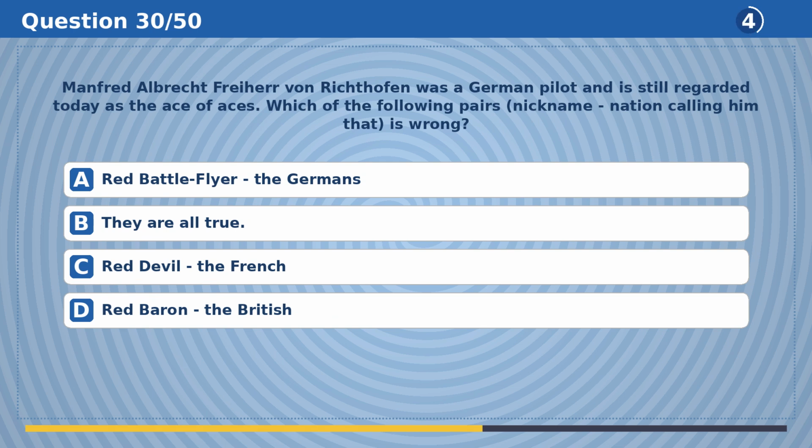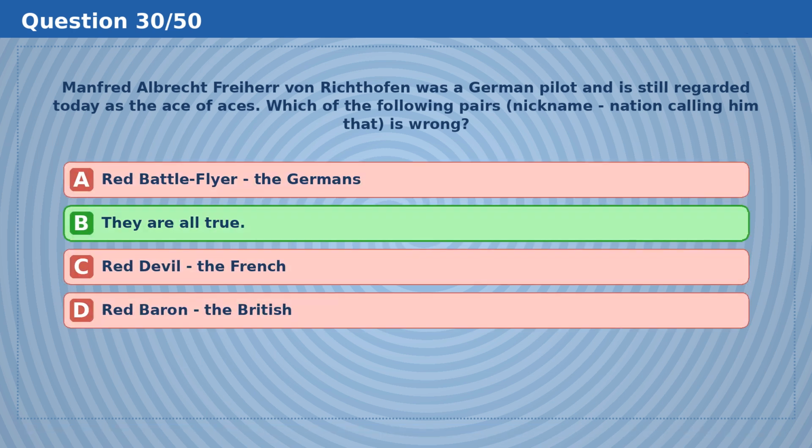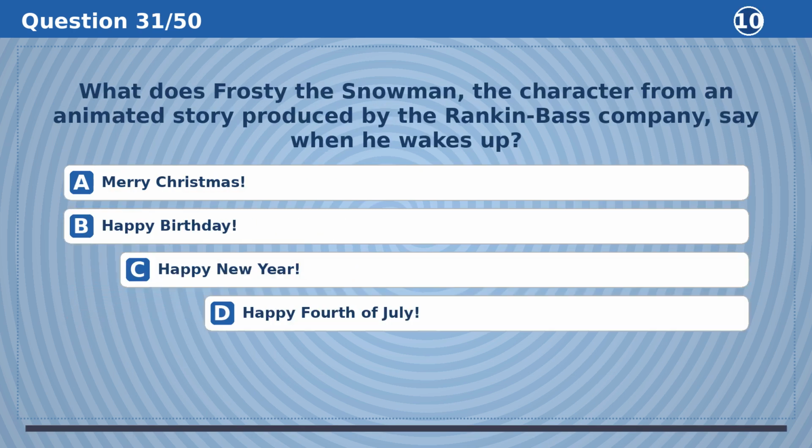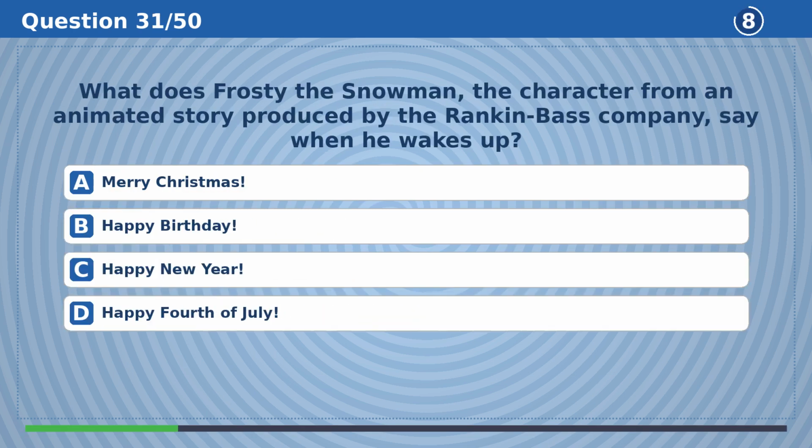Manfred Albrecht Freiherr von Richthofen was a German pilot and is still regarded today as the ace of aces. Which of the following pairs of nickname and nation calling him that is wrong? The answer is B, they are all true.